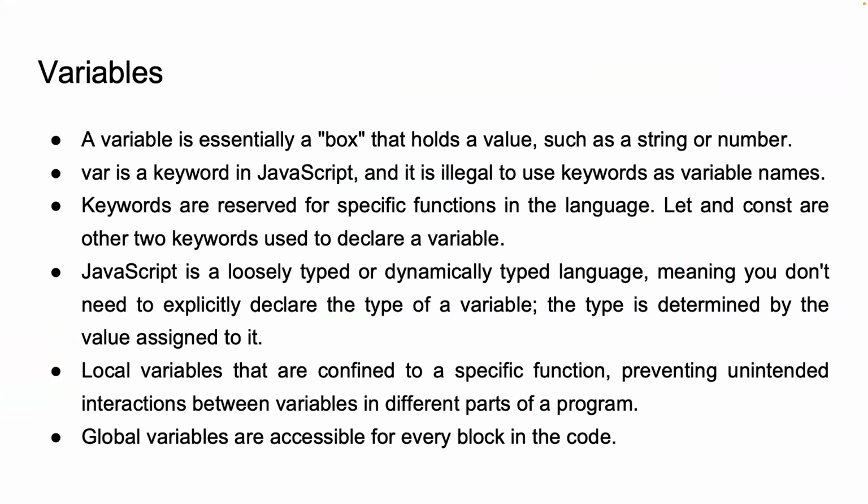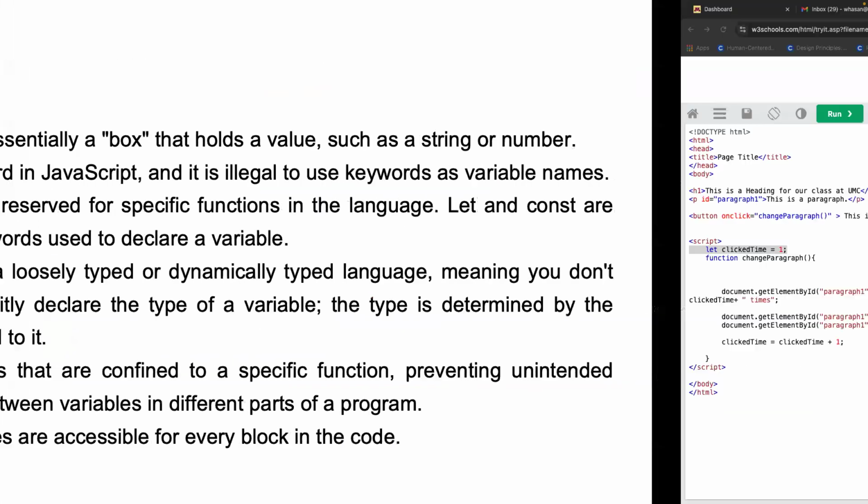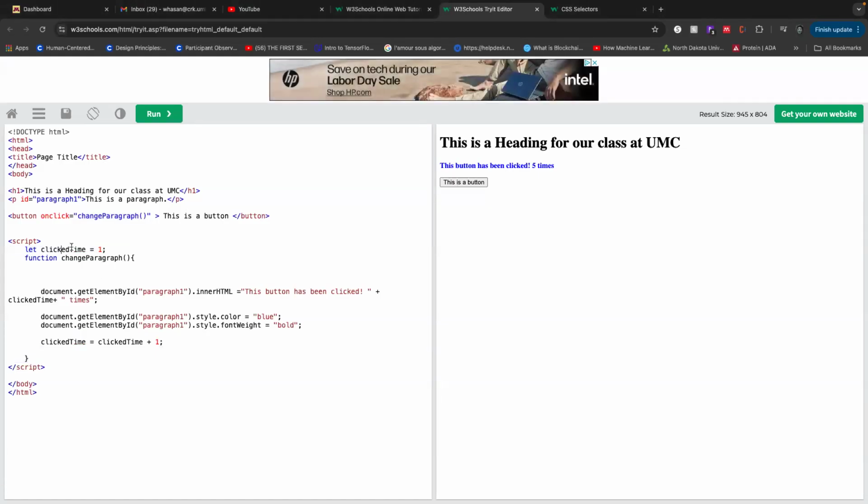Global variables are accessible for every block in the code. So this is a local variable, and this is a global variable, and if I write another function, that function can also use this value, click time.